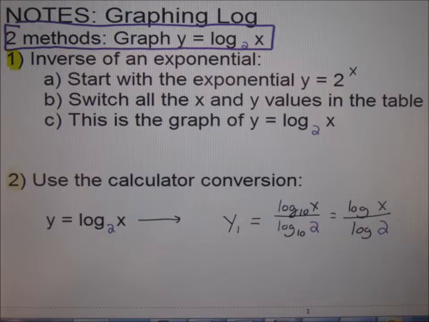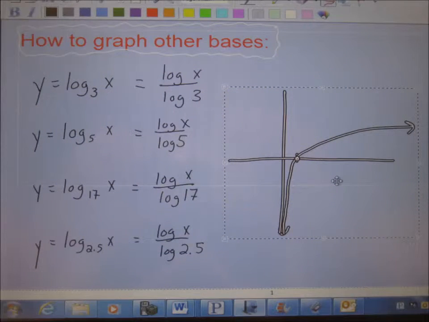We used the calculator conversion and the graphing calculator to graph the log. We can graph any log quickly using the fast method. Look at these examples.